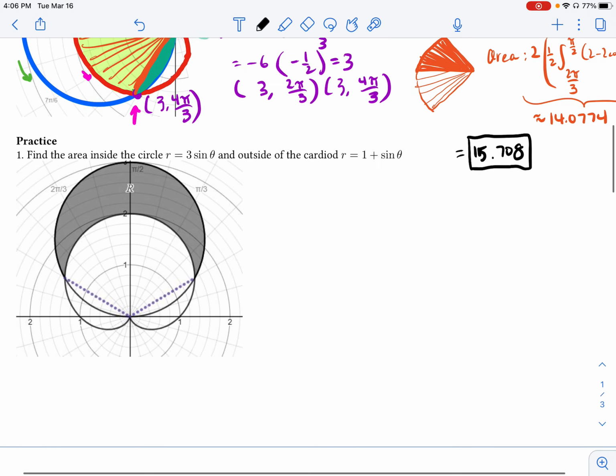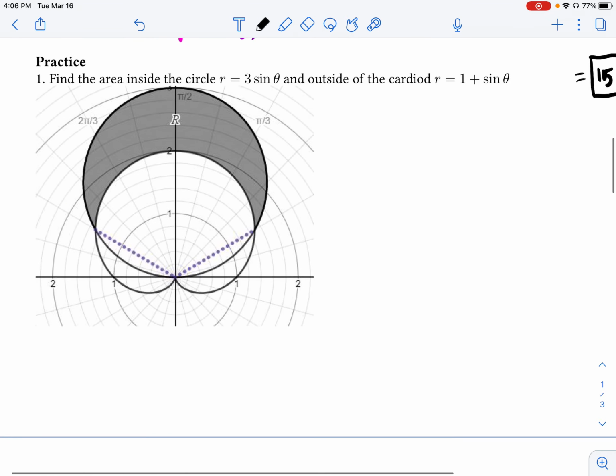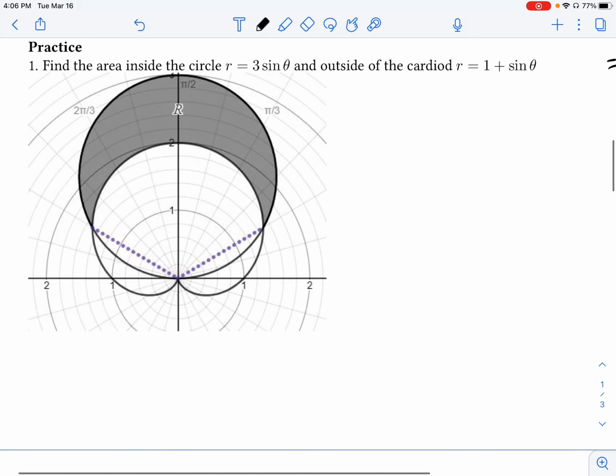Let's take a look at these two polar functions. We've got a circle and we've got a cardioid. Now this problem is a little bit different because this time I want to find the area that is inside the circle but outside of the cardioid.